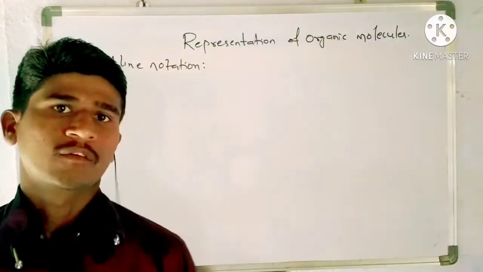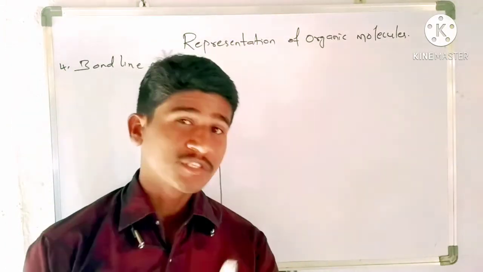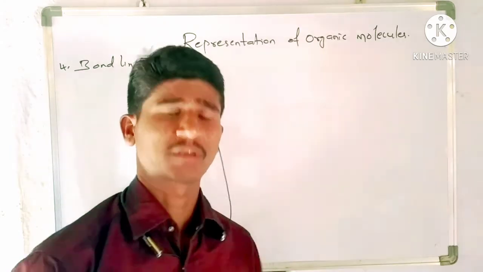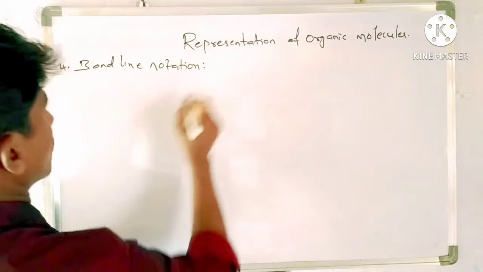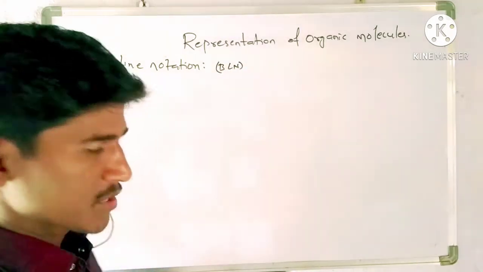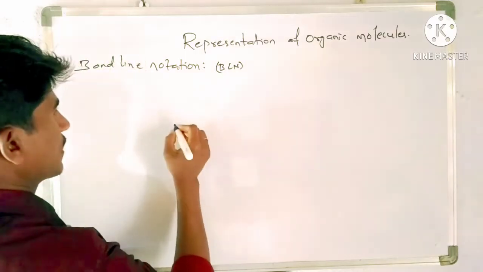The fourth one is bond line notation. This is what we generally use in organic chemistry. This is a simple notation, bond line notation, BLN. Here in bond line notation we have to consider the following, for example, in the case of butane.